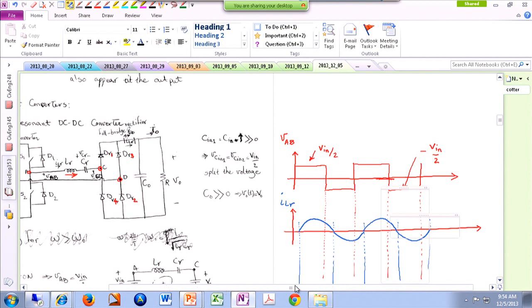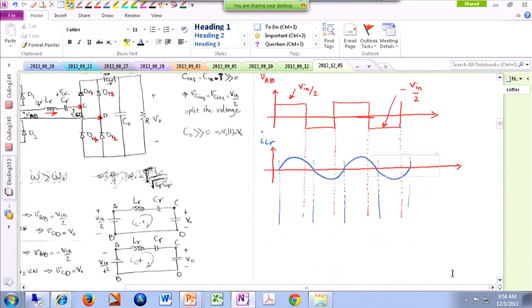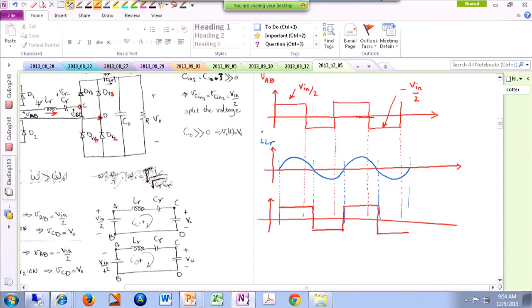So if I look at the voltage from C to D, when the current is positive, VCD is V out. When the current is negative, VCD is negative V out. So this level is V out, and this level is negative V out. So technically, we are generating two square-shaped waveforms with a little bit of a phase difference between them.